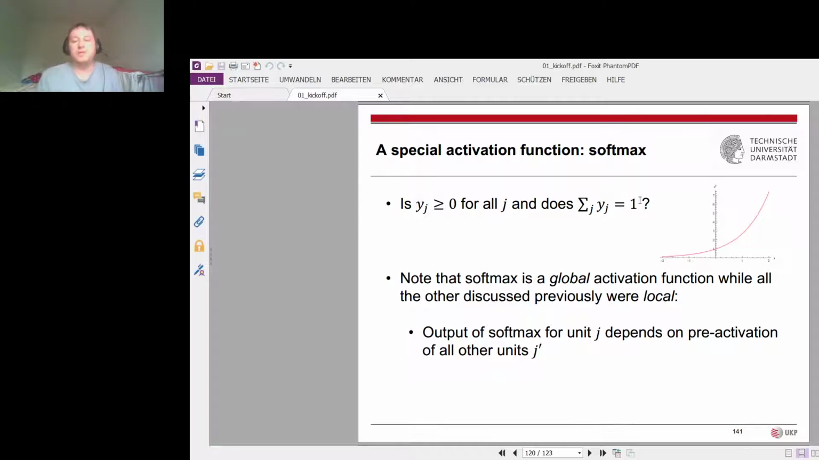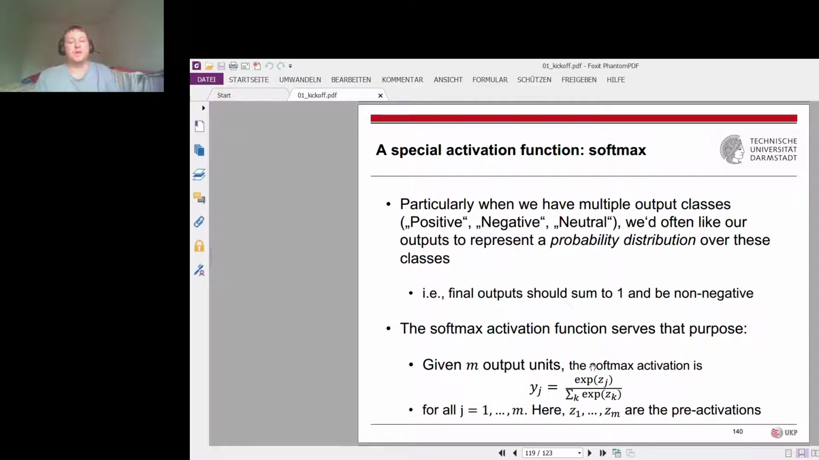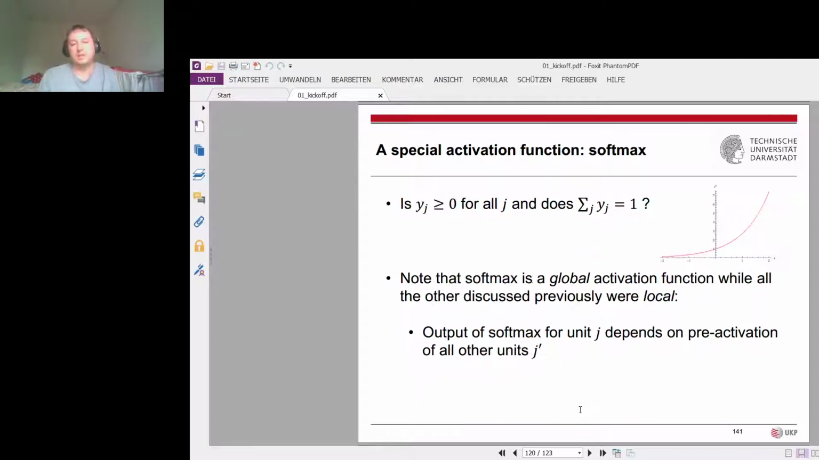Well, if you look at the exponential function, it maps the real line to the positive real line, right? Or to the non-negative real line. Therefore, what's here in the numerator is non-negative, or it's positive, and what is in the denominator is also non-negative. Therefore, y_j is indeed greater or equal to 0, and that it sums to 1, you can verify yourself. In particular, you will have to verify that in one of the exercises.